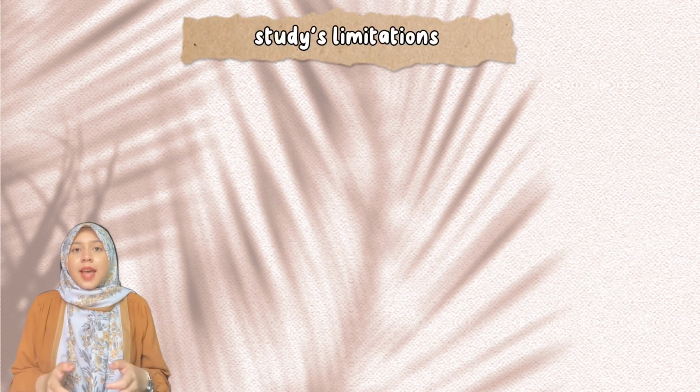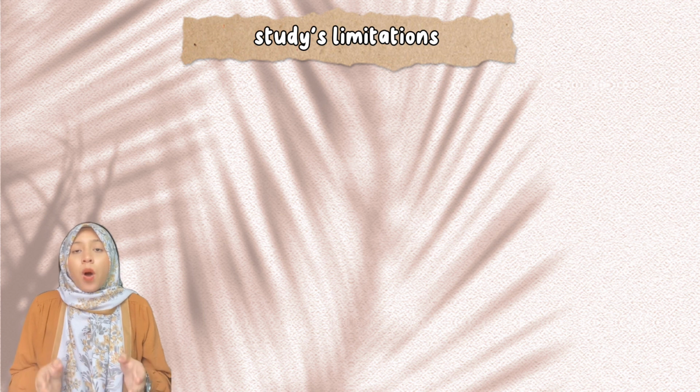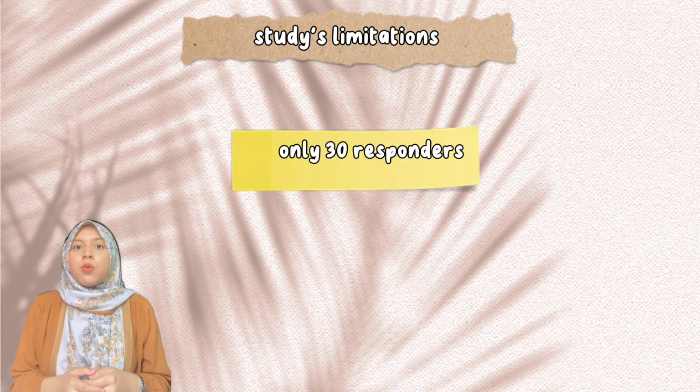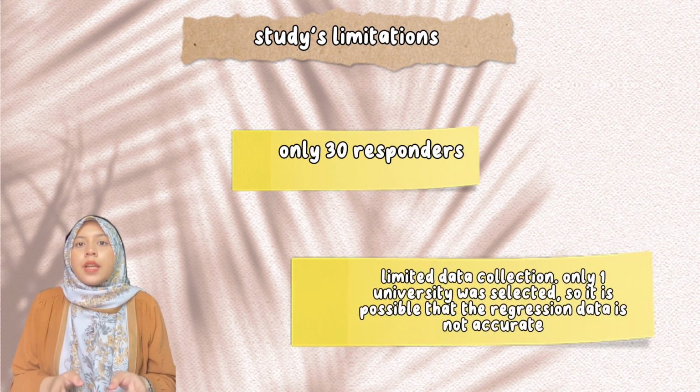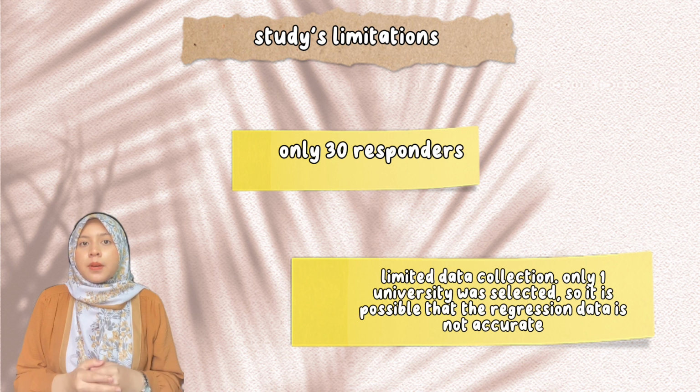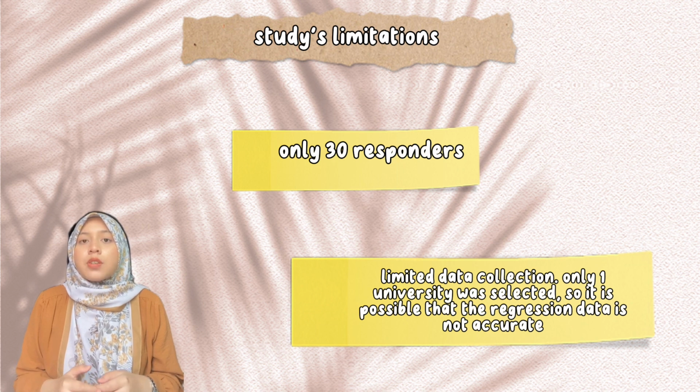The researcher's lack of respondents is one of the study limitations. Only 30 respondents were able to successfully answer the questionnaire. Secondly, limited data collection. Only one university was selected, so it is possible that the regression data is not accurate because it does not include all student data in Malaysia.